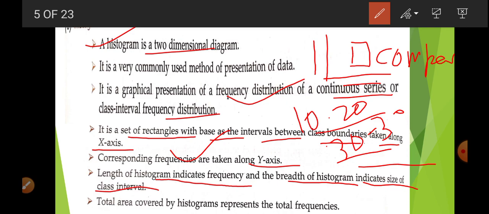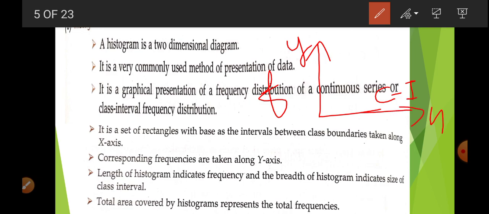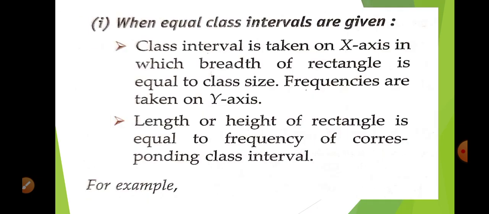Like, its frequency is 4, its frequency is 7, so this you are going to represent on the OY axis. Simply, on the OY axis we are going to represent frequency, and class interval we are going to represent on the OX axis. So that is written here. Now, the total area covered by the histogram represents the total frequencies. When we learn about the histogram, what we come to know: first of all, we are going to represent a continuous series. Second, it is two-dimensional, that is, width as well as length are both considered for the comparison.